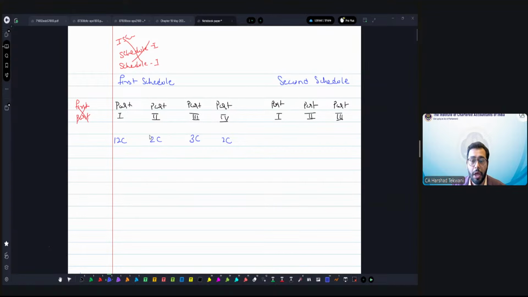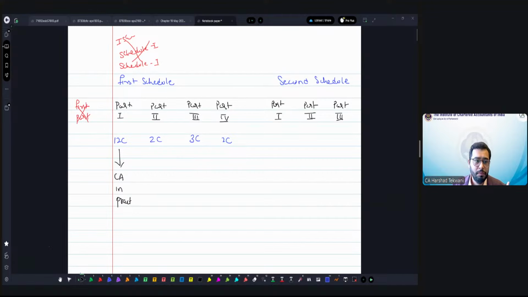Now in this first schedule, part 1 basically is the professional misconduct which is applicable to a chartered accountant in practice. We will see that when we do a quick clause revision. At that point in time also, we'll see the same.